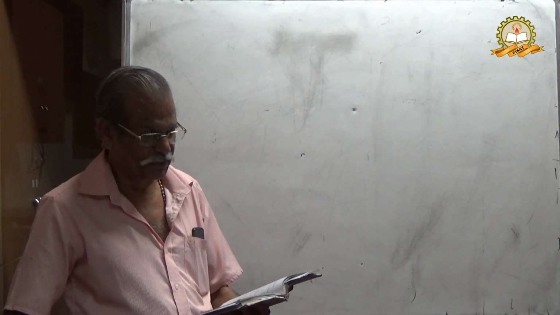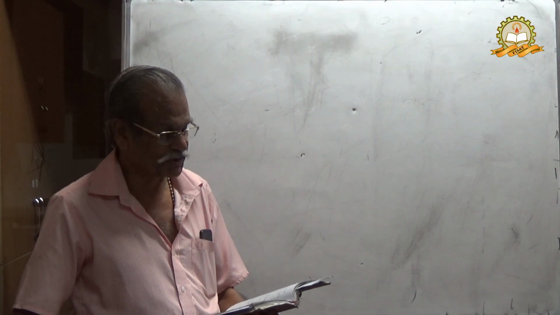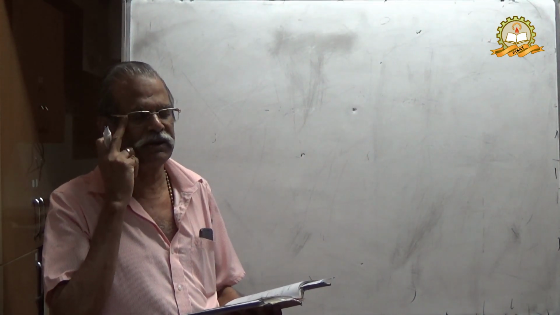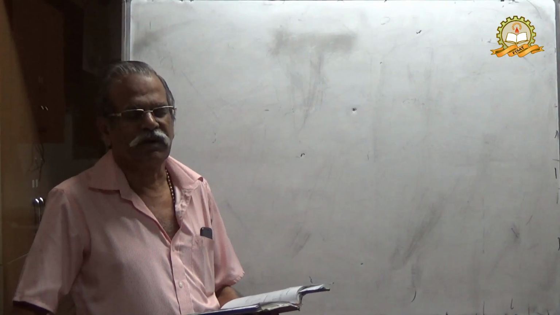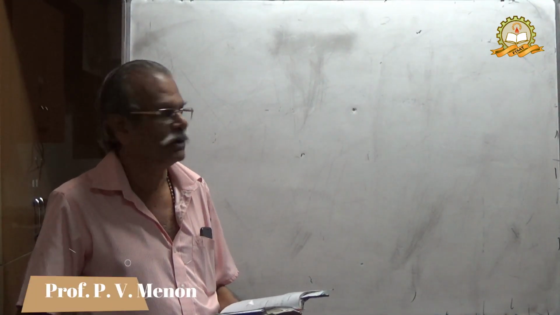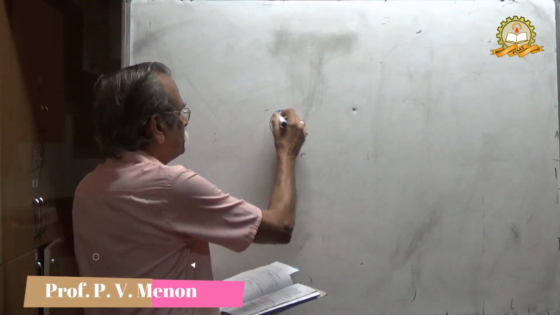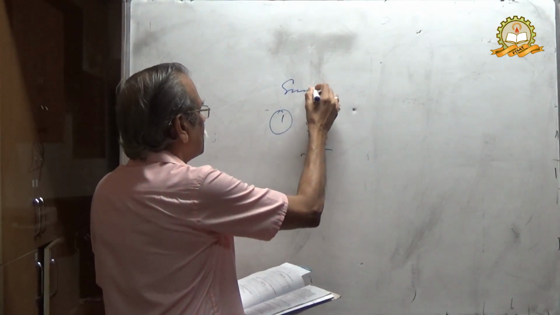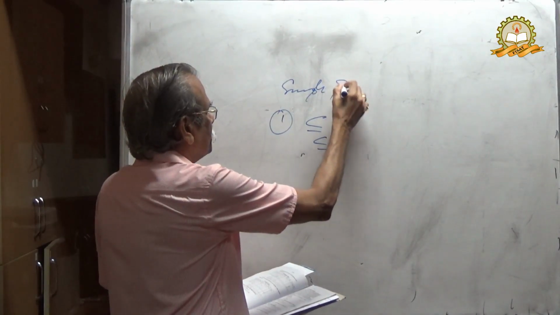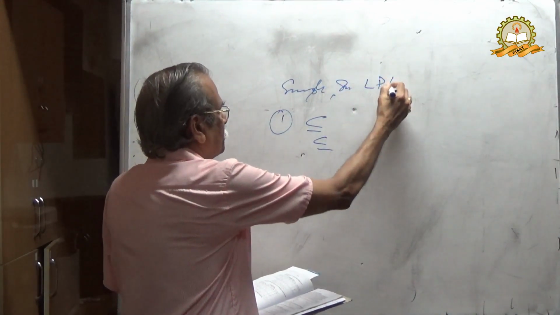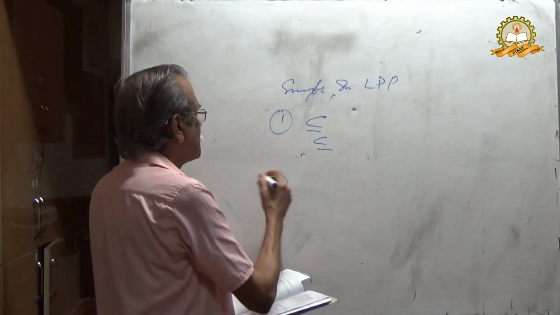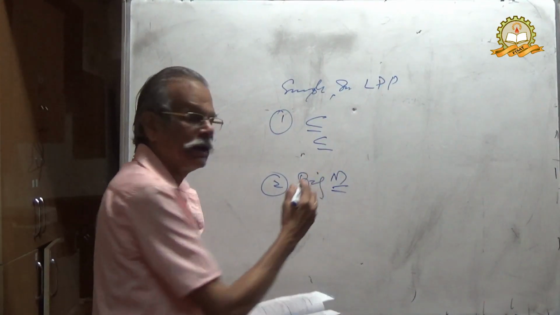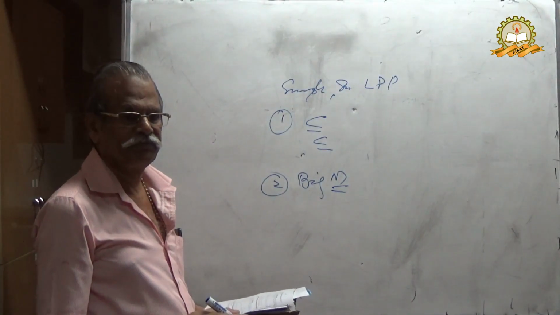Okay, good morning gentlemen, please. Last class we discussed the simplex method and its solution. The initial one was the less than or equal to case. This was the simplex method for solving LPP. Second, we did the big M method, the high penalty method.